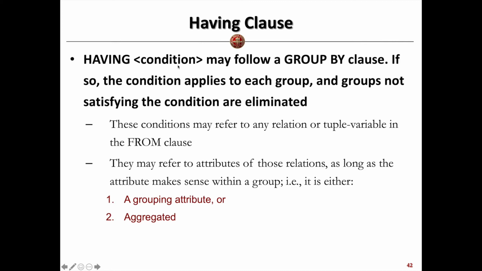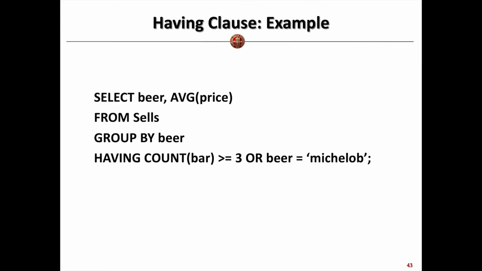For the HAVING clause with some conditions, this condition may refer to any relation or tuple variables in the FROM clause, and they may also refer to attributes of these relations as long as the attribute makes sense within a group. It can be either a grouping attribute or aggregated. So also be careful when writing the HAVING conditions. For the attributes appearing in the conditions, you also have some restrictions. So what is the semantic meaning for the HAVING clause? We'll provide you with an example.